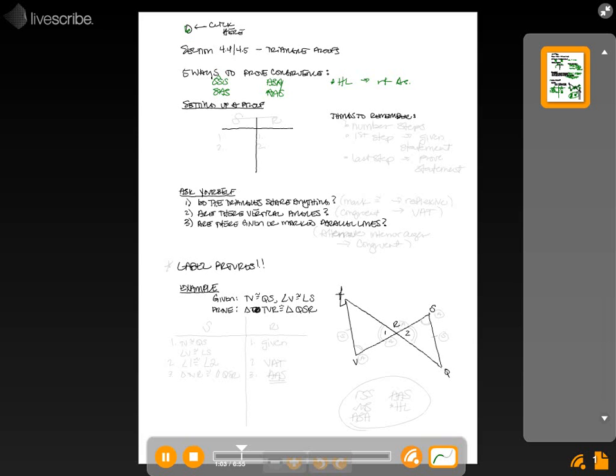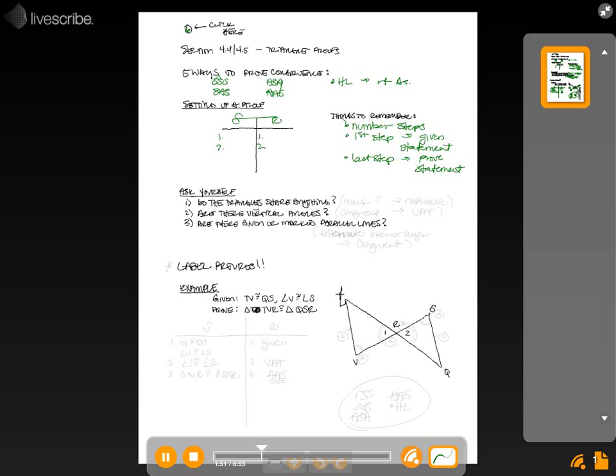Let's review real quick how to set up a proof. Remember, you need a statement and a reason column. Statements go on the left, reasons go on the right. You need to number the steps on both the statement and the reason side. So 1 and 1, 2 and 2, all the way down through however many steps you need. That first step should be the given statement that they give you in the problem. Your last step, whatever number it may be, should be the prove statement. So number your steps. First statement is always given, last statement is always the prove statement.